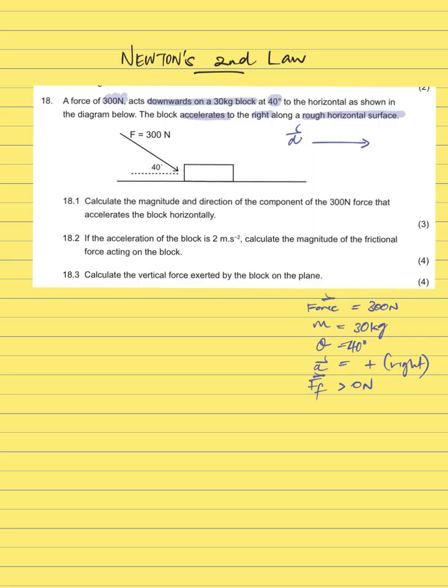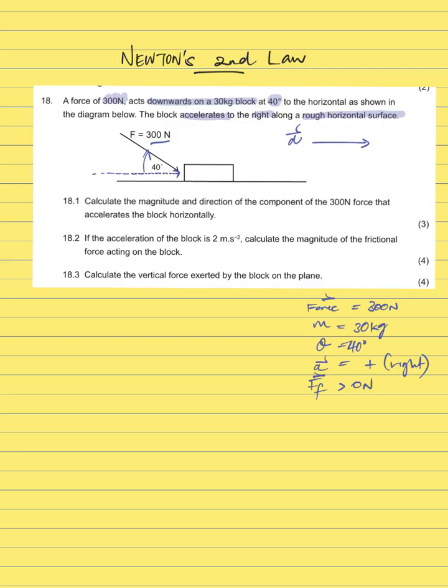let's have a look here. Question 18.1 says calculate the magnitude and direction of the component of the 300 newton force that accelerates the block horizontally. So if my force was here, you see where this dotted line is? If my force was there, then I could use this value, this 300 newtons. I could use the 300 newtons, but I can't because I have a little bit of an angle, and because of this angle I need to sort out my information.